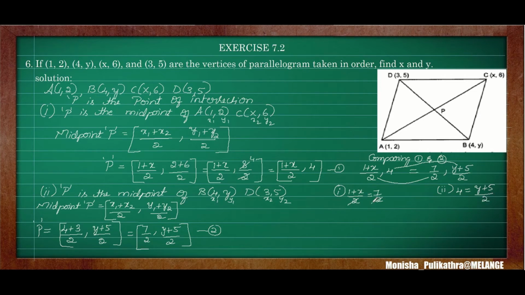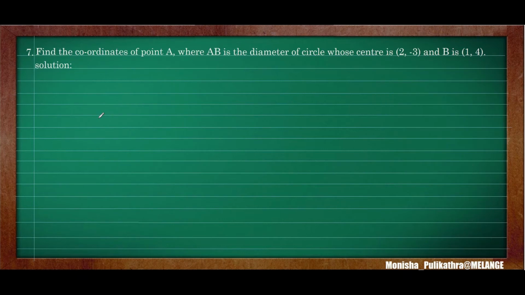Here the 2s cancel and 1 + x is equal to 7. In the next step, x is equal to 7 minus 1, so x is equal to 6. Next, cross multiply: y + 5 is equal to 4 times 2, which is 8. So y is equal to 8 minus 5, so y is equal to 3. They asked us to find the values of x and y, so we got x equal to 6 and y equal to 3. This is how we need to solve this problem. I hope you understood this.